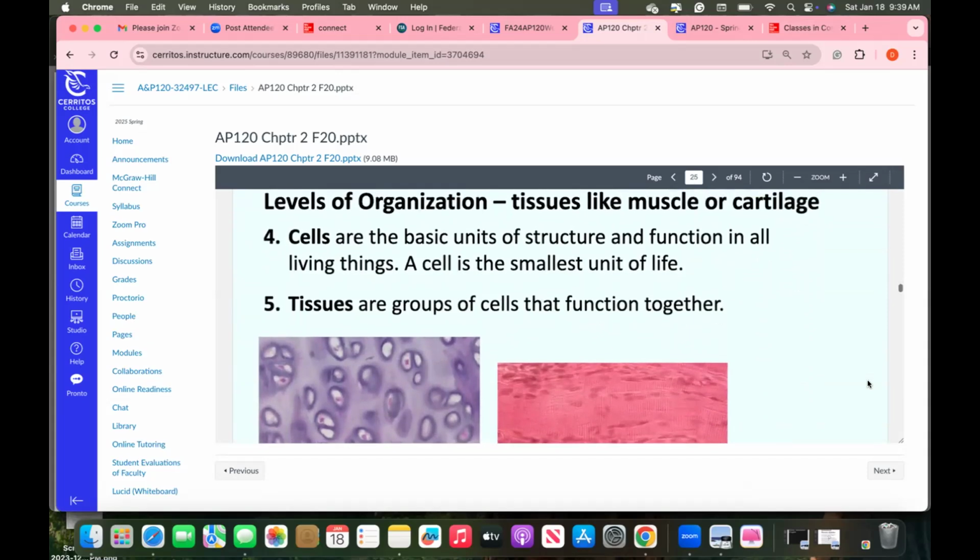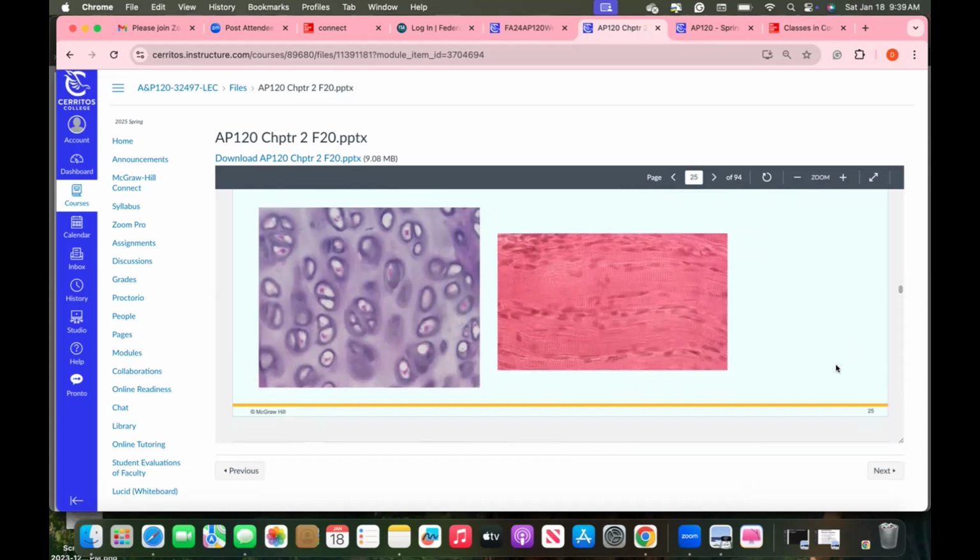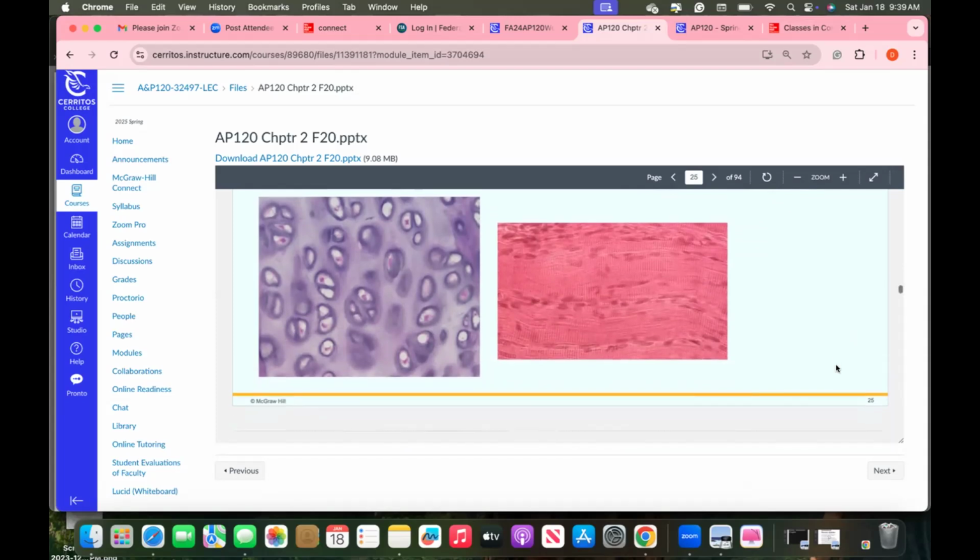Levels of organization. Tissues like muscle or cartilage. Cells are the basic unit of structure and function. A cell is the smallest unit of life. Tissues are groups of cells that function together. So like skin cells come together and form tissue. Blood cells come together and form blood tissue. There's muscle tissue, there's skin tissue, there's different kinds of tissue. I'm sure she'll get into that.